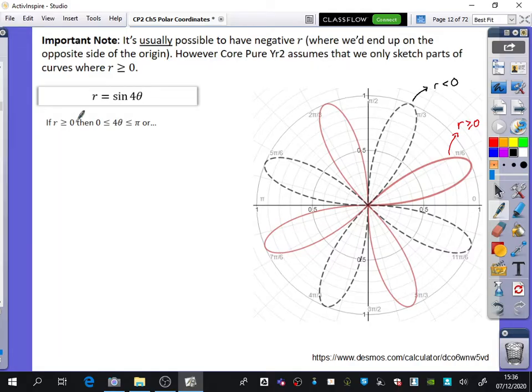So if r is greater than or equal to 0, then 4 theta must be between 0 and pi. Why am I saying it needs to be between 0 and pi for it to be greater than or equal to 0? If you think about what the sine graph looks like, the sine graph is positive between 0 and pi. If this section was between pi and 2 pi, then the value of r would be negative because it's from the negative section. So it's going to be positive if it's between 0 and pi, or it's going to be positive if 4 theta is between what and what? When else is it going to be positive?